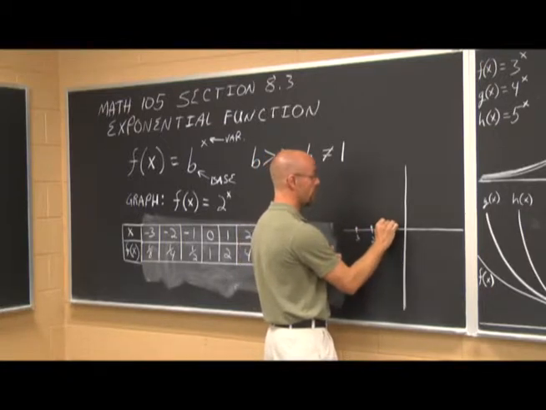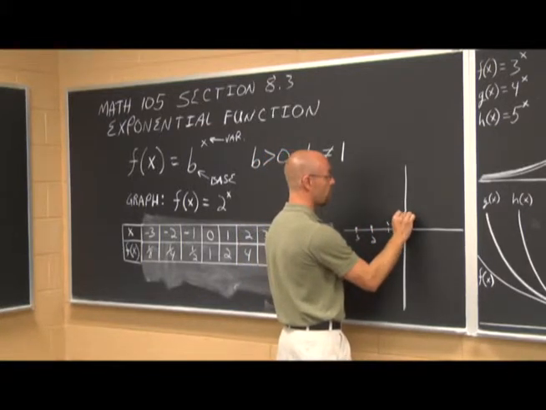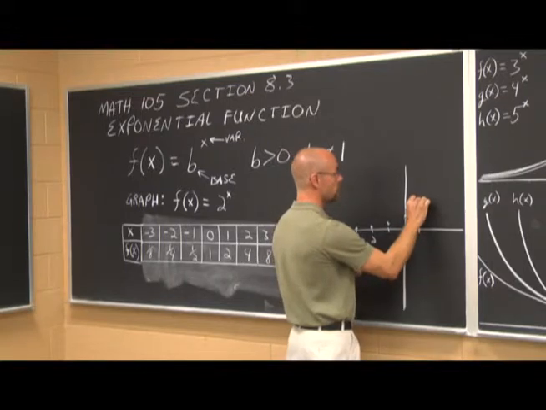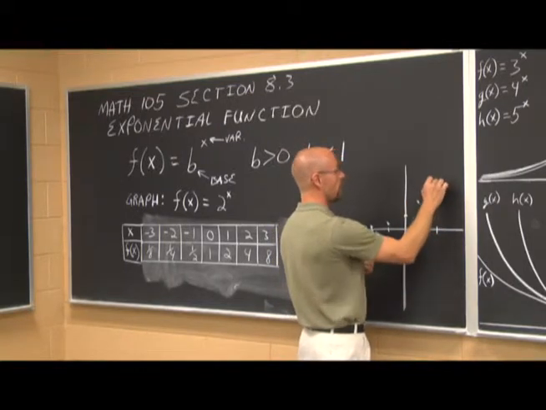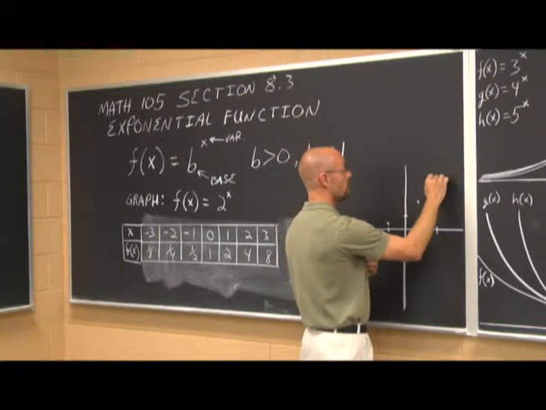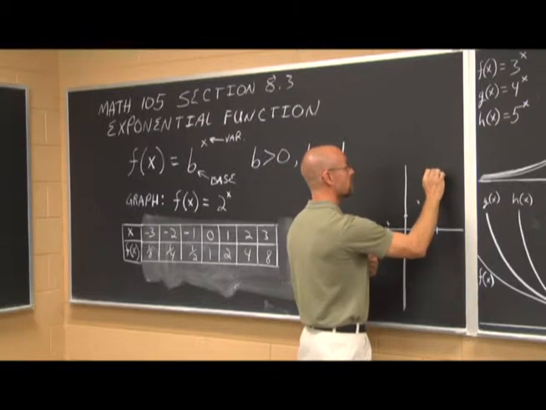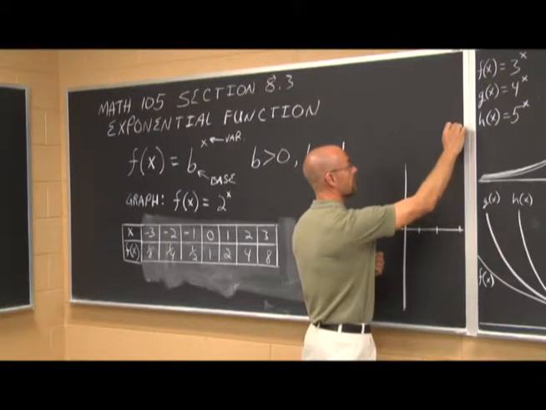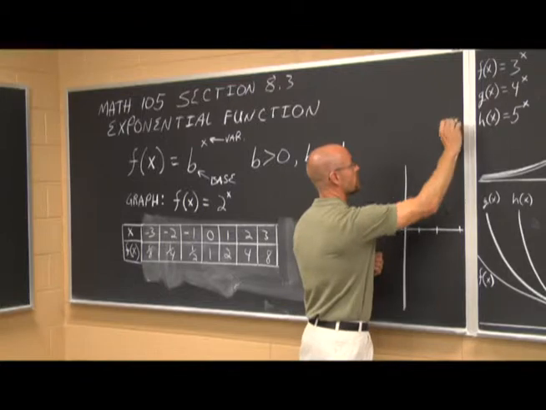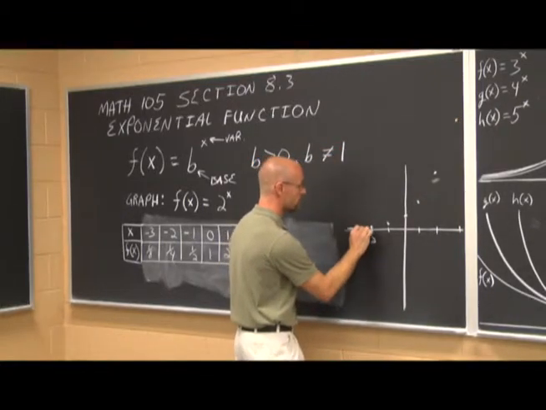We have 1/4. We have 1/2. And then at 0 we had 1. At 1 we had 2. At 2 we had 4. Up here. And at 3 we had 8. A value way up here. Right? Now let's just graph this and take a look.